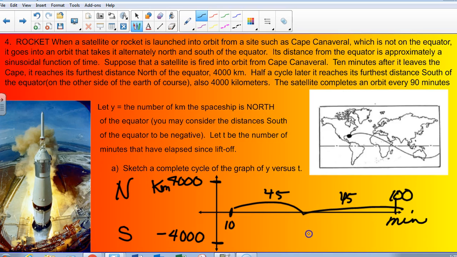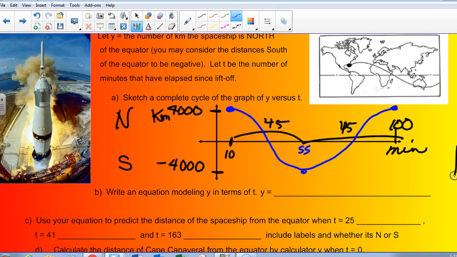We good? Okay, so the actual sketch of the graph here, its maximum was here, yes? It returned there 90 minutes later, and sometime in the middle it was at its minimum. So this is at 10, 4,000. This is actually at 55. We decided negative 4,000, and at 100, it's back at 4,000. All right. Why don't you guys try writing the equation this time?